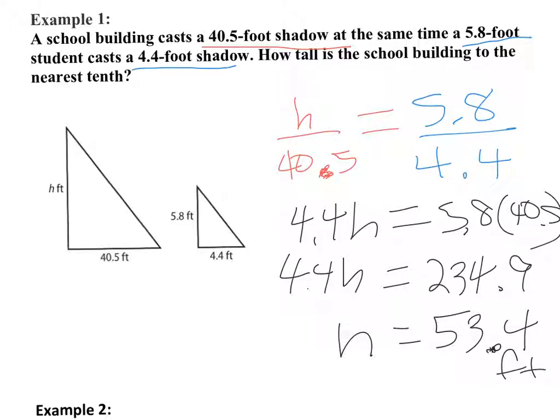Now when we multiply the 5.8 and the 40.5, we get 234.9. We divide each side by 4.4, and we end up with a height of 53.4 feet. So the final height of our building is 53.4 feet.